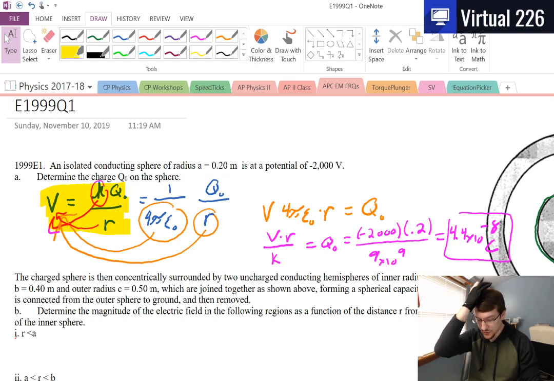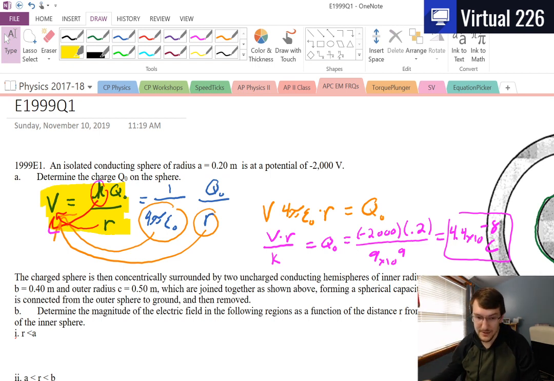What we're asked to do to begin with is determine the magnitude of the electric field in the following regions as a function from the distance of the center of the sphere. So as we move from the center of the sphere outward some radial distance r, we'd like to know what these electric fields are.